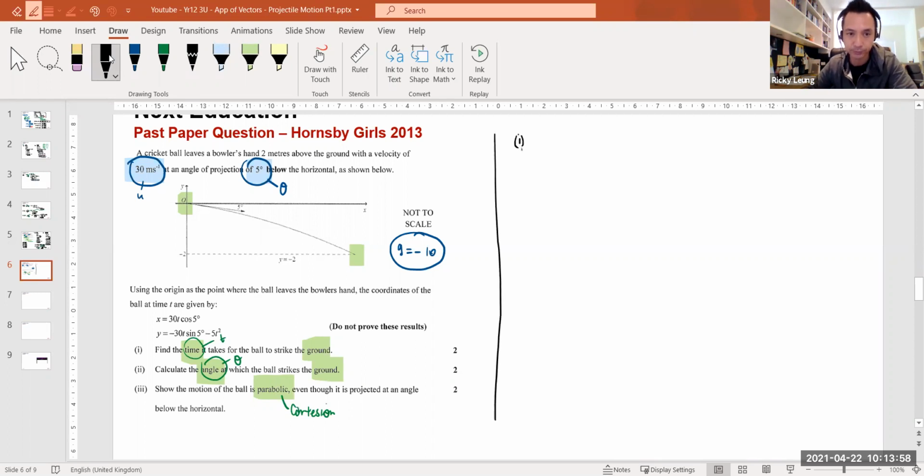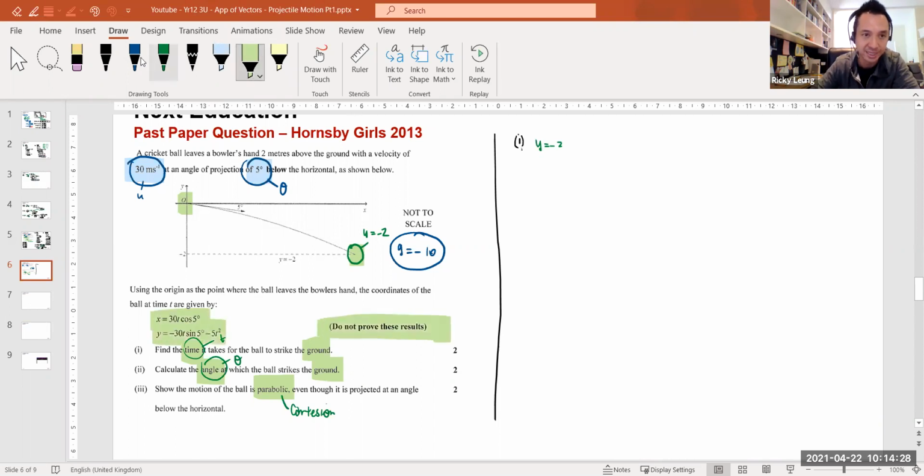So part 1. Find the time when it strikes the ground. So what do we know when it strikes the ground? We know the vertical distance. Now, normally, if it's got a height and then strikes the ground, y equals 0. But in this case, they define the initial height to be 0. So when it strikes the ground, y equals -2, right? So for the first part, subbing y equals -2 into the equations. Oh, can I use them? I do not prove these. See, I love these questions. When they ask you not to prove, it means you can take these for granted. Use them. Yep, so let's use them.